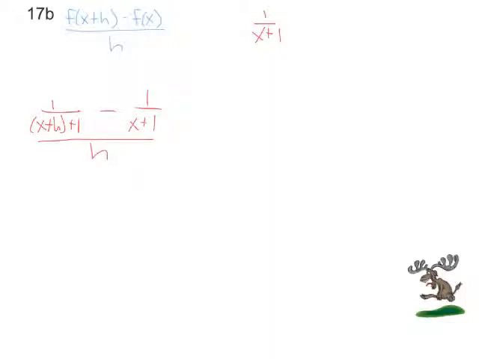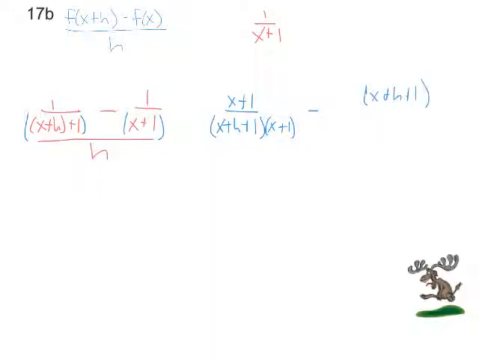And this one, we are simplifying our fractions first, the fractions in the numerator. So our left-hand fraction needs to be multiplied by x plus 1, and our right-hand fraction needs to be multiplied by x plus h plus 1 to give us a common denominator.